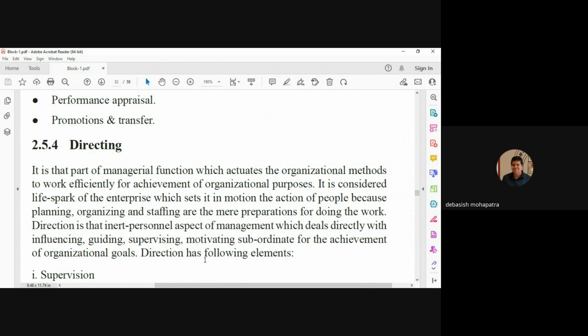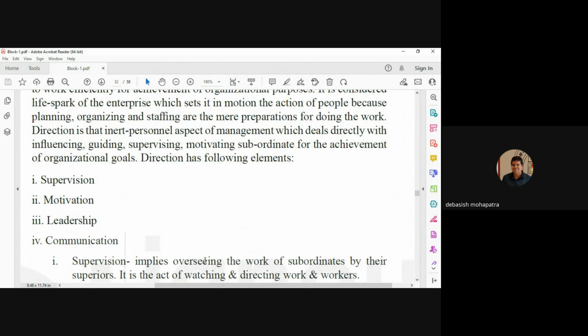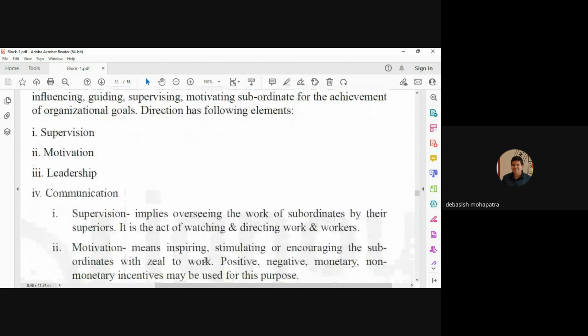Directing is that part of managerial function which activates the organizational members to work efficiently for achieving the organizational purpose. This is considered the life spark of the enterprise, which sets in motion the action of people, because planning, organizing and staffing are mere preparation for doing the work. So direction is the inner personal aspect of management. It has the following elements: supervision, motivation, leadership and communication.